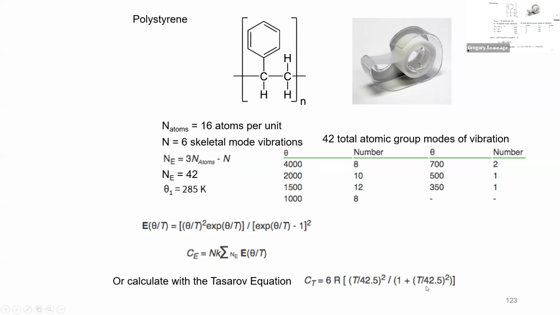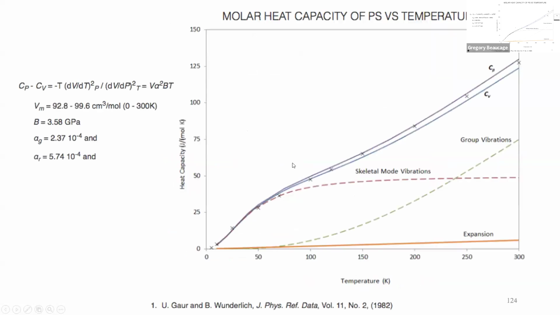Or you can follow this Russian guy who said, you don't need to do that, I have a cheat method. So he has a cheat method with a cheat equation that's much simpler. And then you can calculate that. This is Tarasov compared to the Einstein thing. The X's are Wunderlich's measurements for the heat capacity, and the lines are the theoretical.